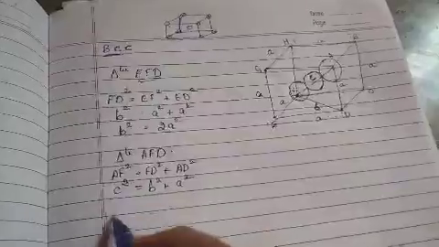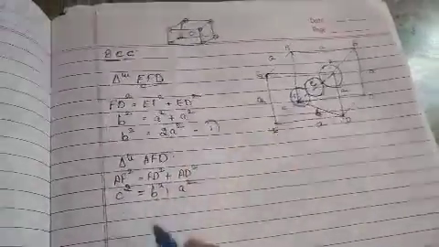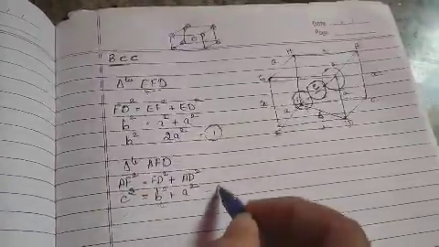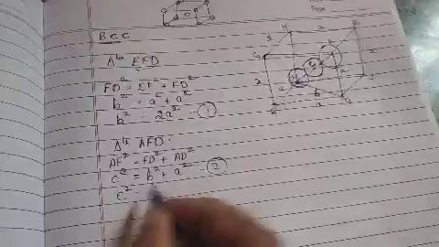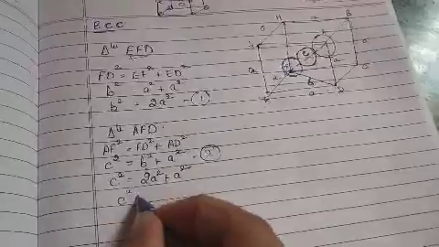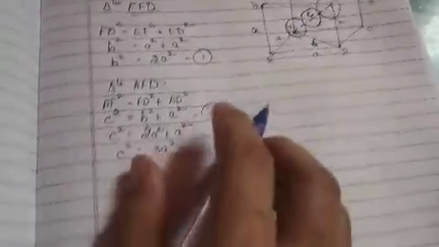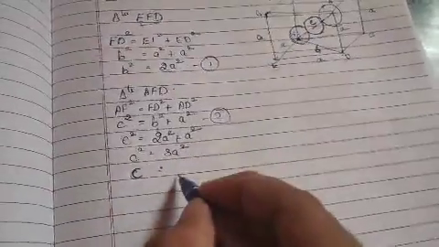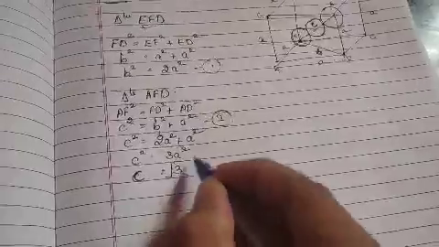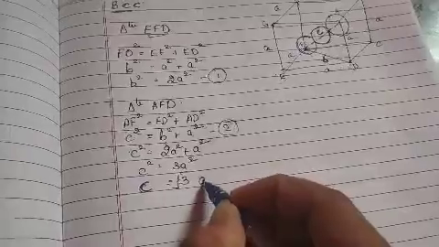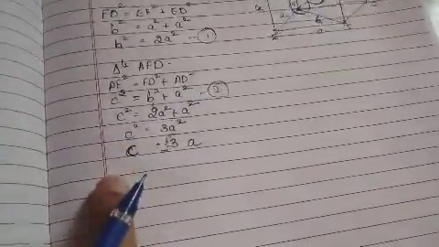So let me substitute the value of b square from equation 1 into equation 2. What you will get is c square equals 2a square plus a square, or c square equals 3a square. Taking the square root on both sides, the square root of a square means the square root and the square cancel, so you will get root 3 a. So c is equal to root 3 a.